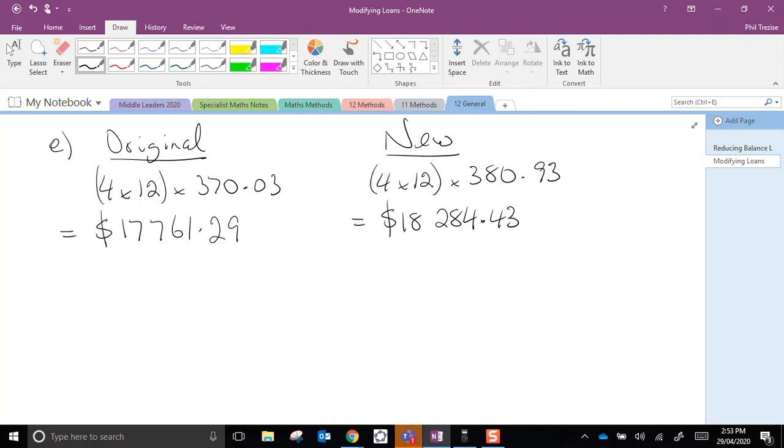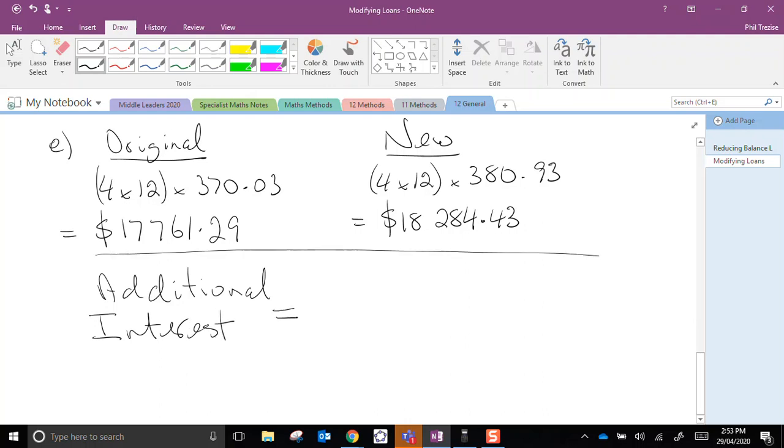The first 3 years of the loan were the same, so there's no point in worrying about them. The extra is only going to be due to this increased interest in the last 4 years. And the question was how much more? So the additional interest. Now again, there's no formula sheet for this one. This is using our mathematical common sense. How much more was the bigger number? So this is a difference.